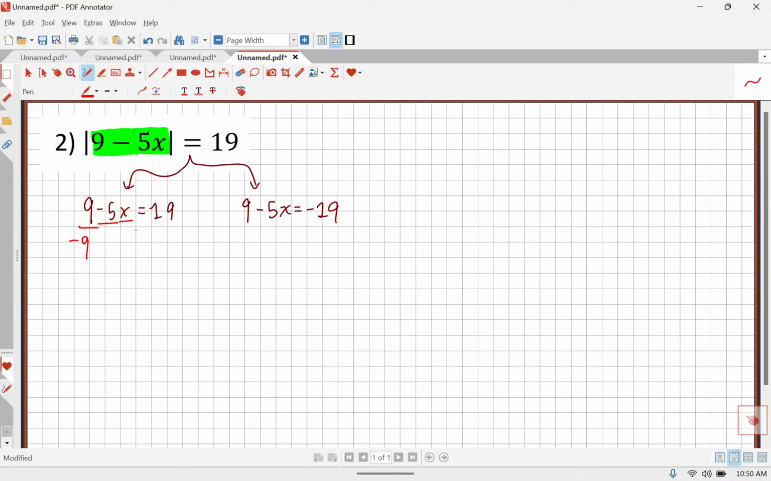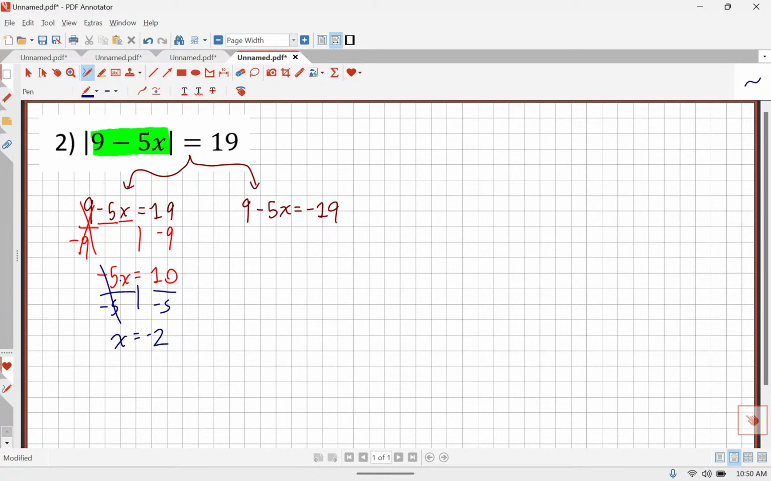Yeah, we're going to take 9 away from this side, and we're going to take 9 away from this side. That leaves negative 5x equals 10. And then what's next here? What should I do next, Camilla? How do I solve that? You divide both sides by negative 5 because there's a secret multiply. And x equals negative 2.